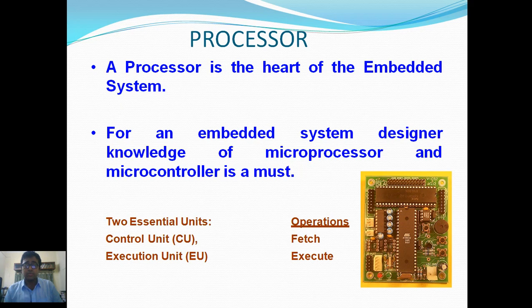The two most essential units for the operation of a processor are the control unit, which is used to fetch the different kinds of instructions, and the execution unit, through which the different kinds of operations are executed. So let's go to the next slide.